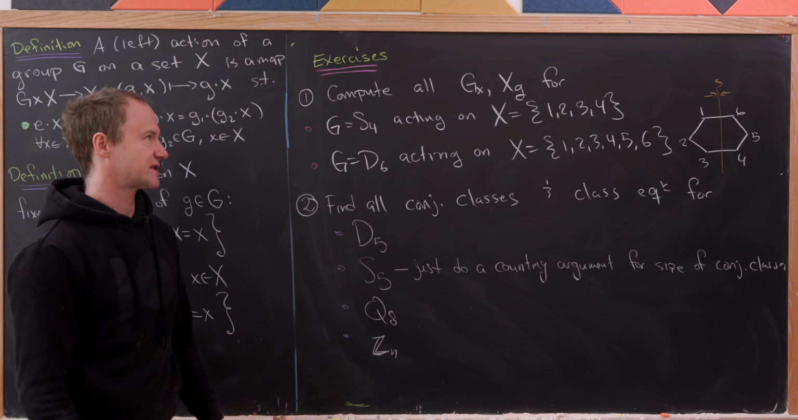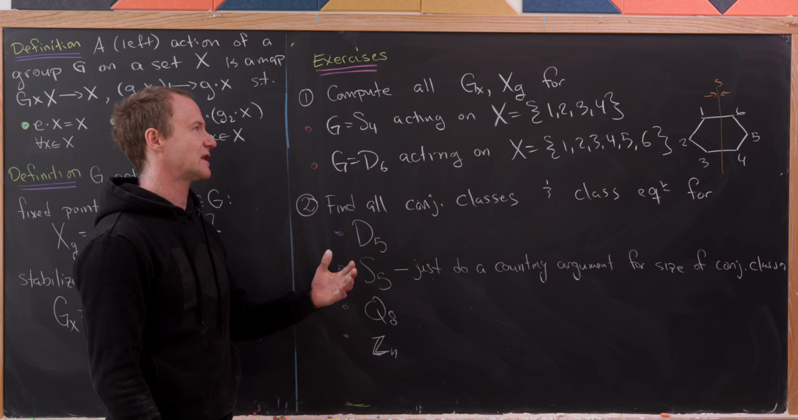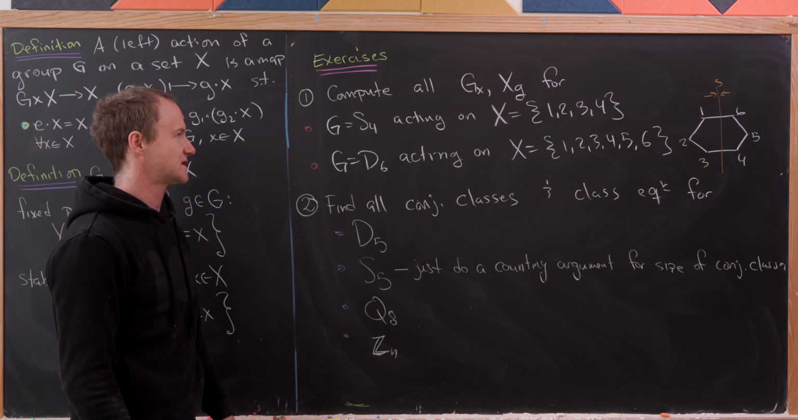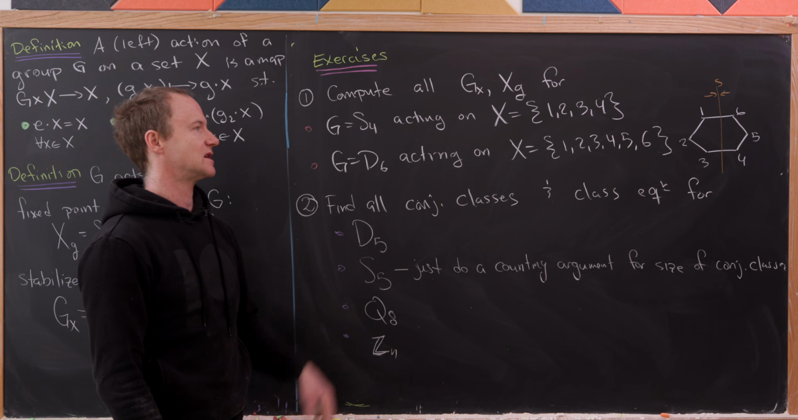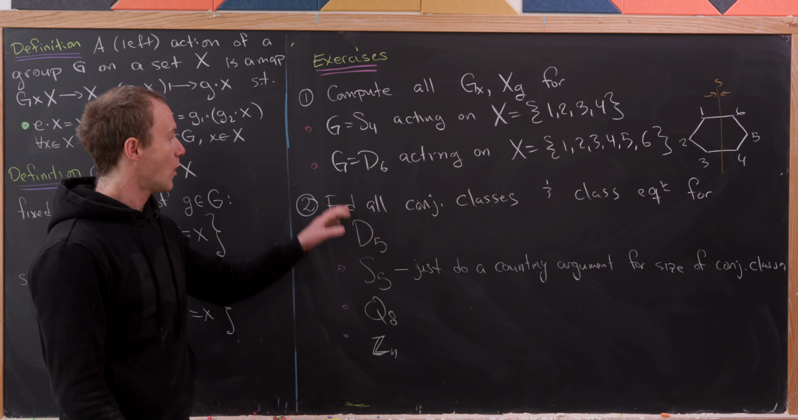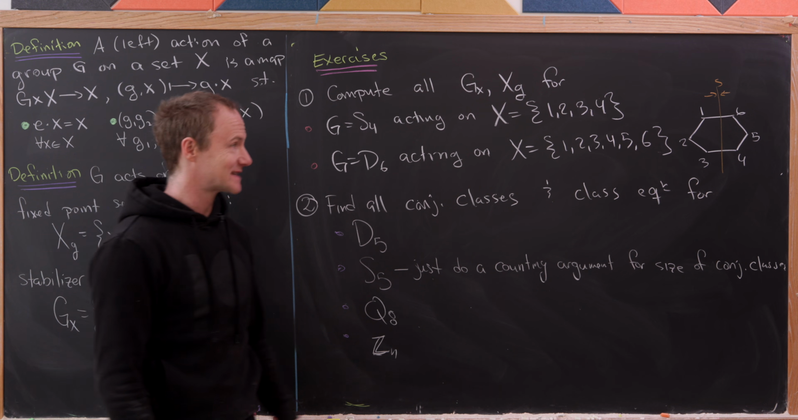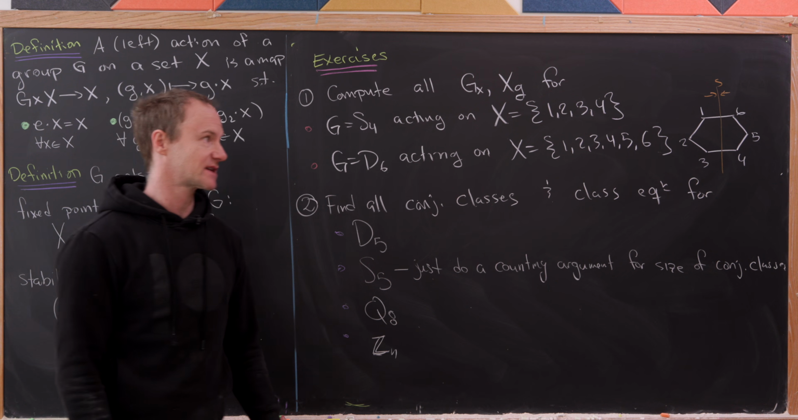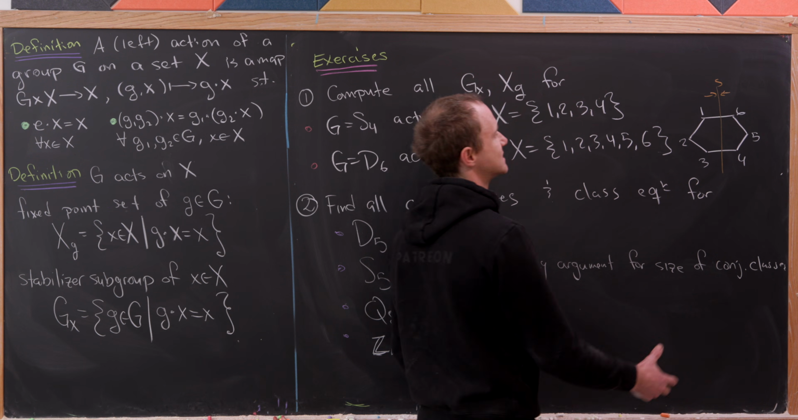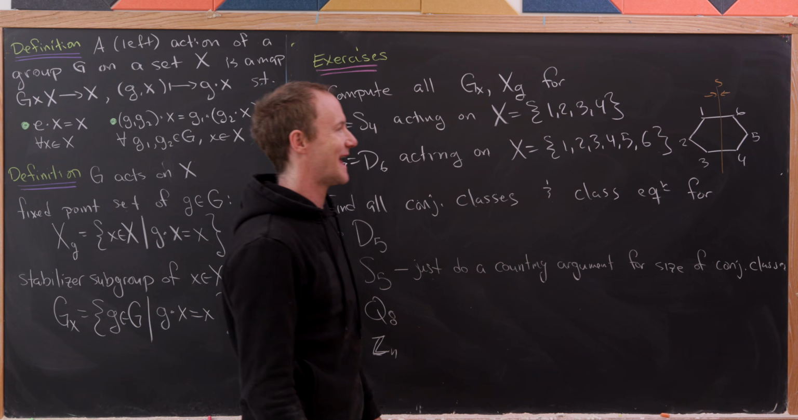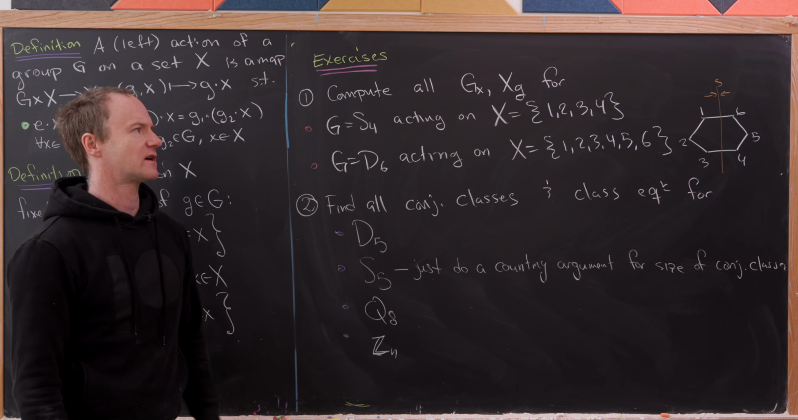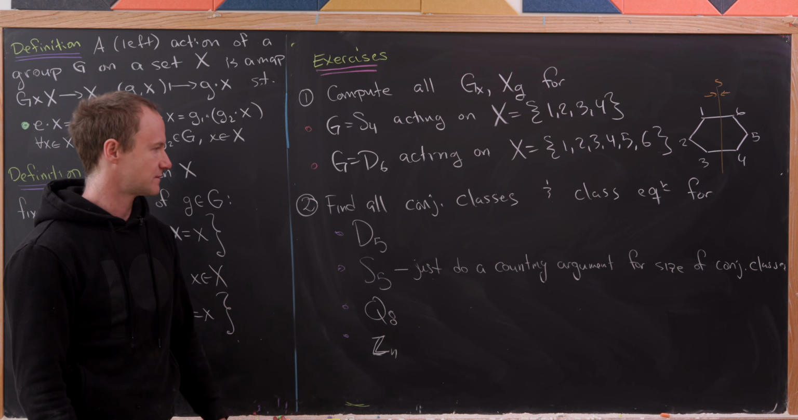Okay, so here are some exercises. The first is to compute all stabilizer subgroups and fixed point sets for the group being S4 acting on 1, 2, 3, 4, or the group being D6 acting on 1, 2, 3, 4, 5, 6, where the action is motivated by the way that D6 acts on that hexagon there, where I've written the canonical reflection.